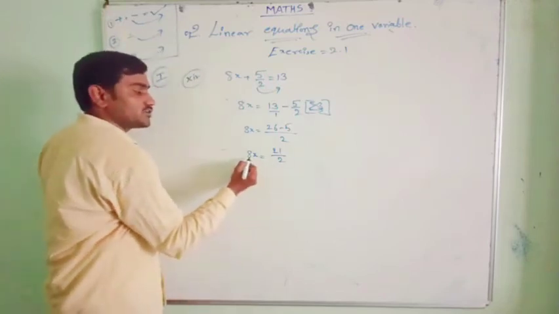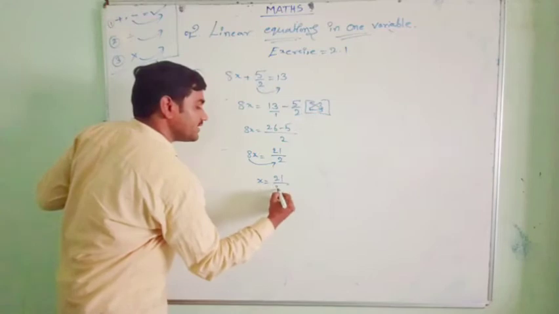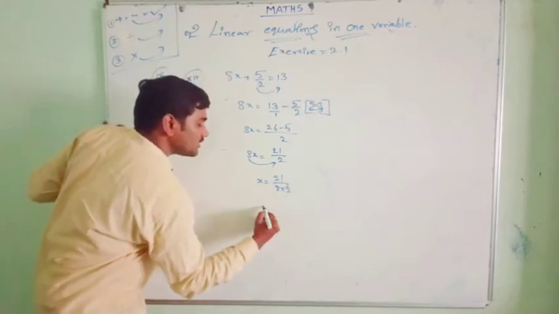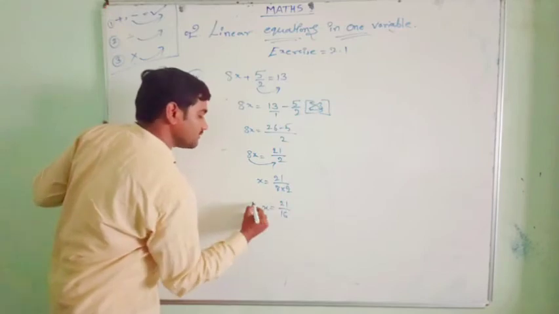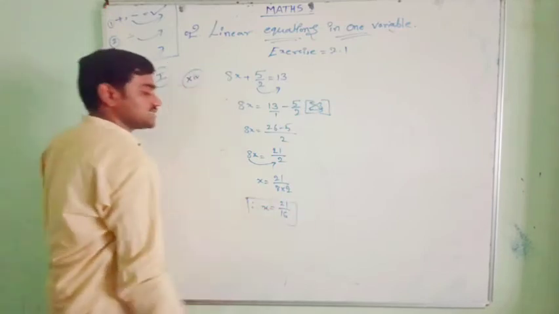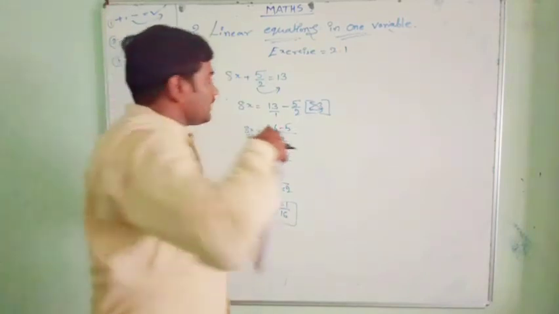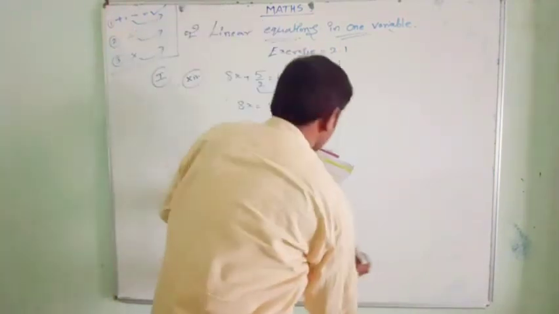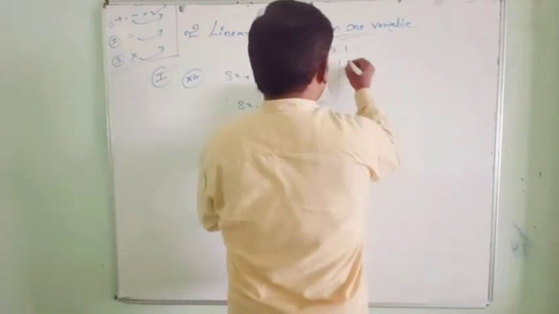Here 8 is multiplying, so 8 will be divided here. x equal to 21 by 8 into 2. x equal to 21 by 8 into 2 is 16. Hence the x value is 21 by 16. Now let me go for the 15th question.